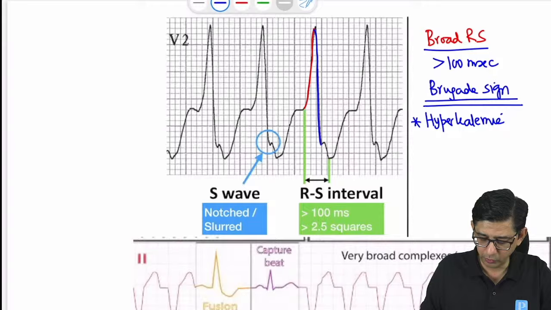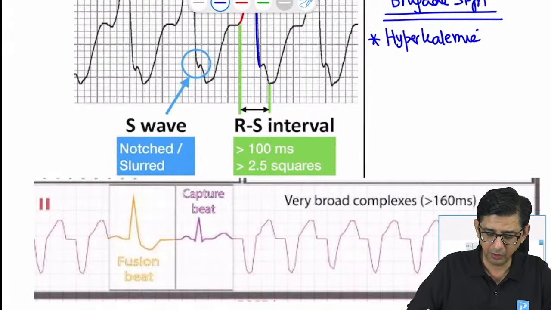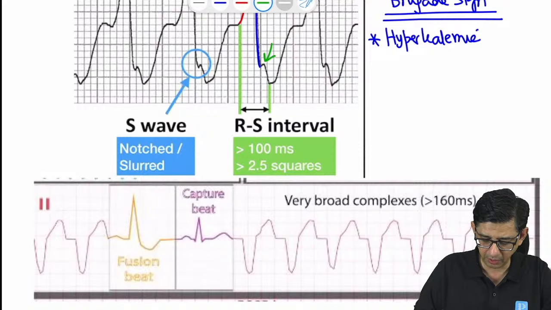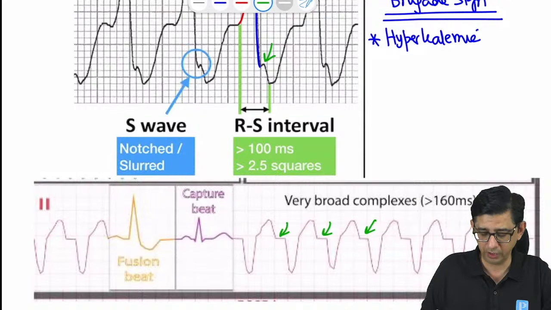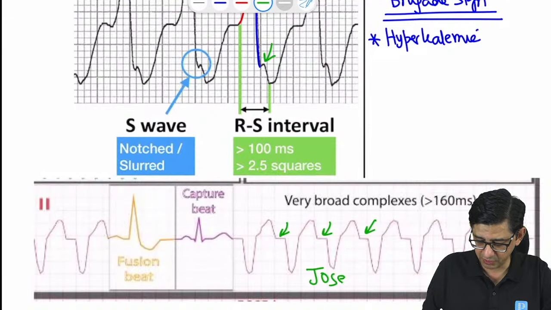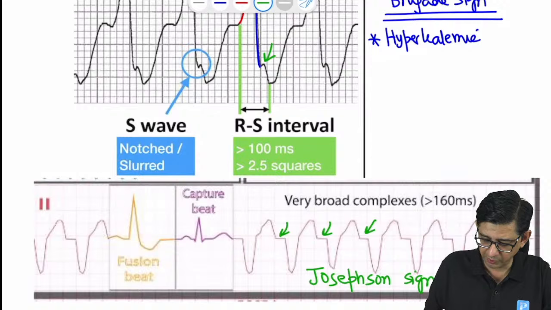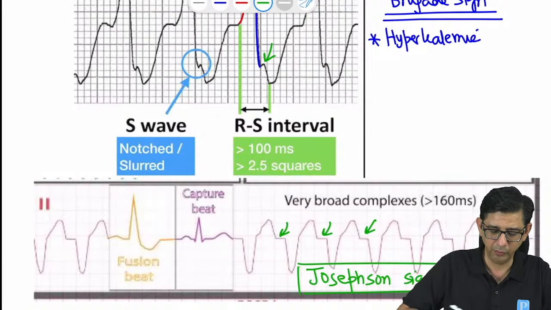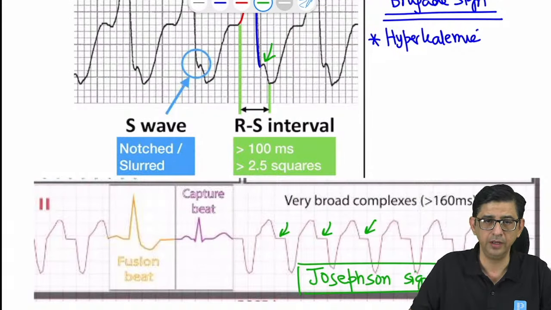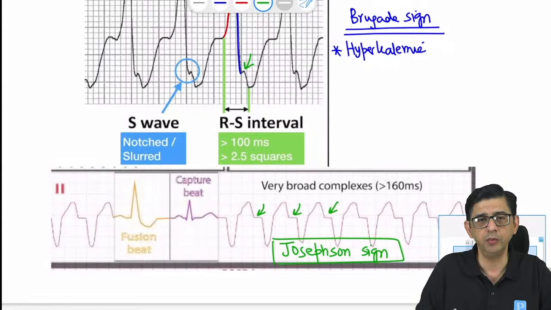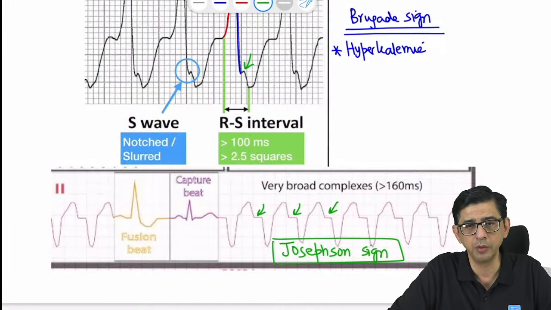I also want to utilize this opportunity to once again remind you regarding this shelf that always comes up in ventricular tachycardia. You'll always notice this shelf appearance that comes up in ventricular tachycardia, and that is what is called Josephson sign. So you are now aware of Josephson sign for ventricular tachycardia. You're also aware of Brugada sign for ventricular tachycardia. And at the same time, you can get fusion beats and capture beats as well.